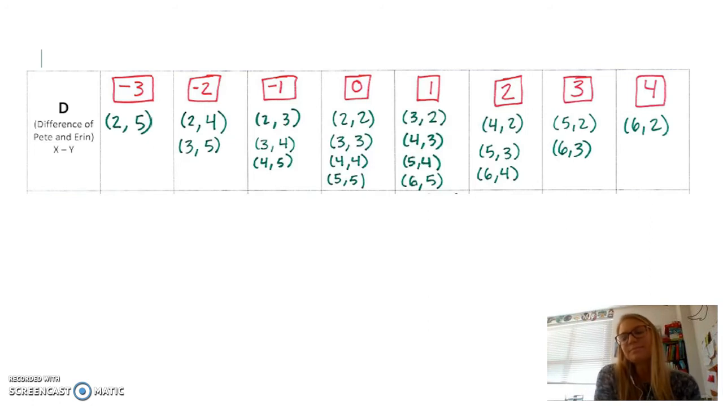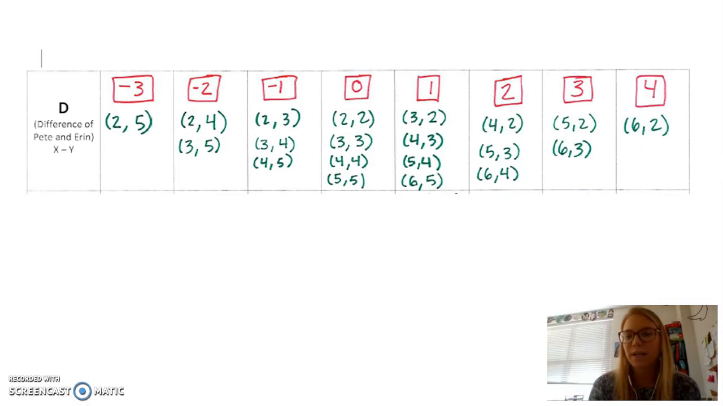Okay. If you want to try it yourself, pause the video, don't look at this. But I feel like we pretty much got the gist. So let's just pretend that this represents Pete, this represents Erin. So 2 minus 5, we get negative 3. 2 minus 4, we get negative 2. 3 minus 5, negative 2. All the way over here is where Pete has more people. So 6 minus 2 is the only way we can have a difference of 4. A couple ways we could have a difference of 3. It took me a while to get all of these.